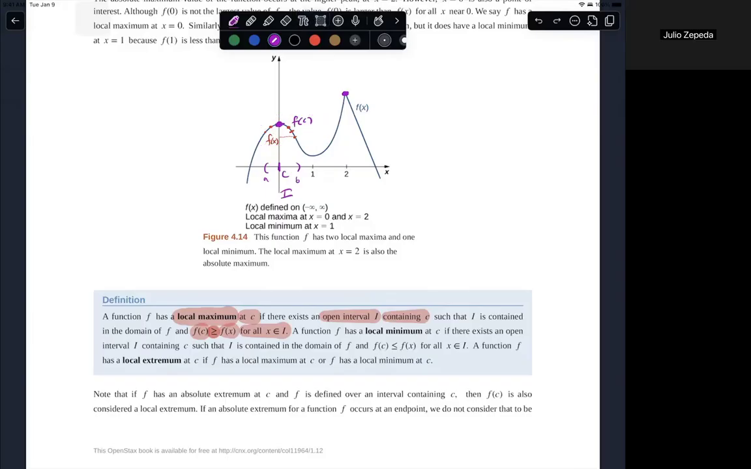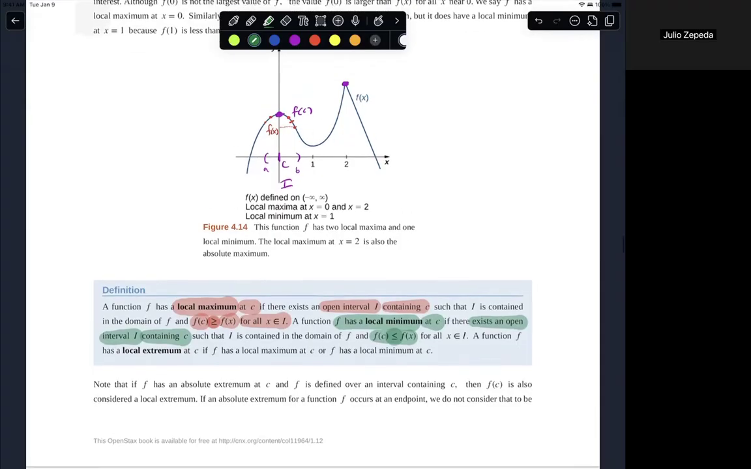Okay, so a local minimum is defined in a very similar way. Local minimum at C, if we can make an open interval I that contains C such that I is contained in the domain of f and f of C is less than or equal to f of x for all x in the interval I. A function f has a local extremum at C if f has a local maximum or local minimum at C.